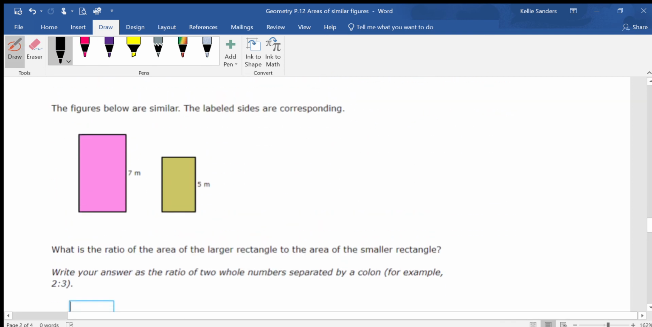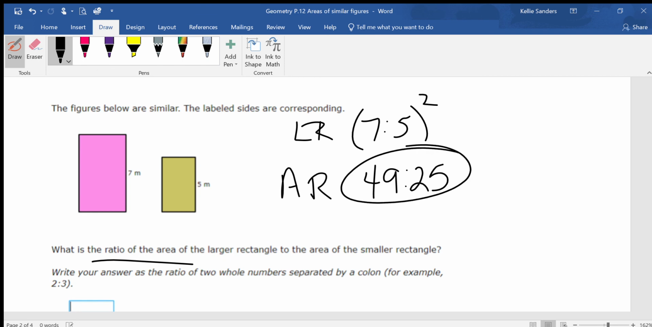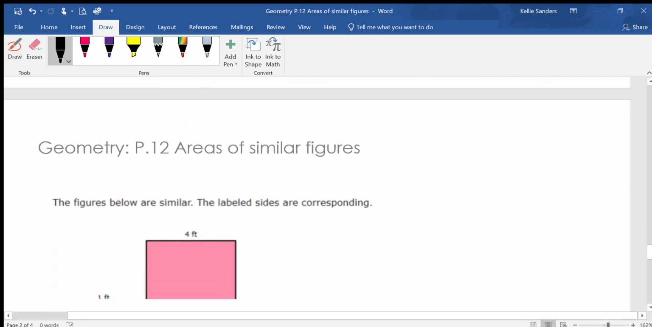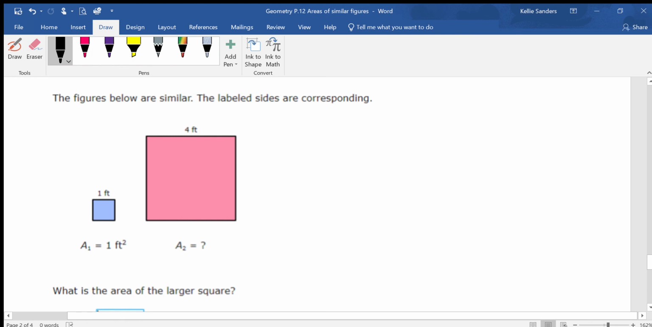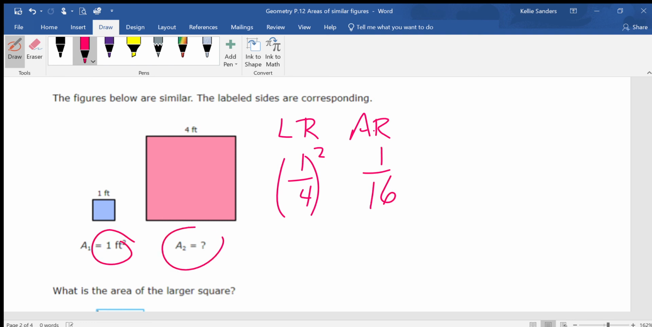Same thing. What is the ratio of the area? The length ratio is 7 to 5, but that does not reduce. So if we square both of those, we get the area ratio 49 to 25. And we're back to the other stuff. The length ratio is 1 to 4. The area ratio would be this squared, which would be 1 to 16. And since that's 1, then this is going to be 16.